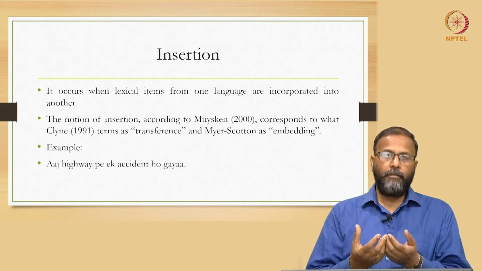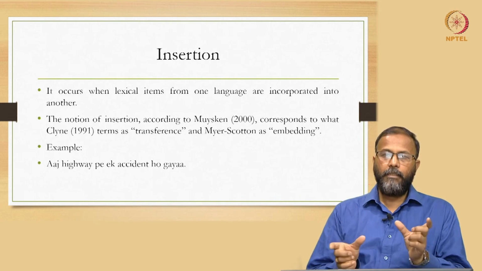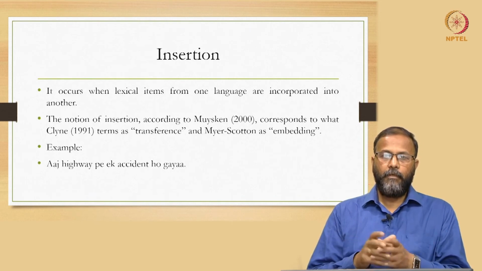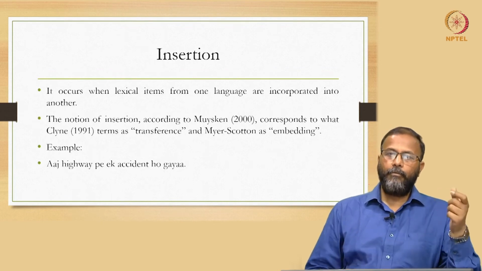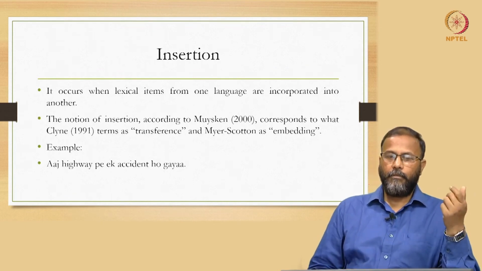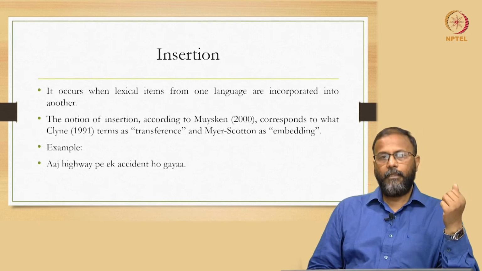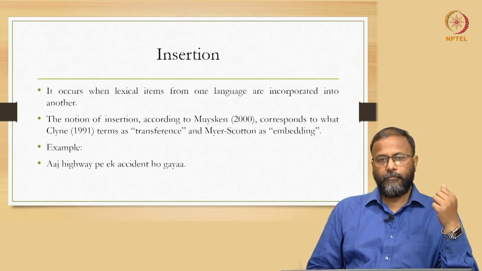Highway and accident are English words. The sentence is a Hindi sentence: आज हाईवे पे accident हो गया. But we have two English words, one is highway and the other is accident. Right? आज हाईवे पे accident हो गया.